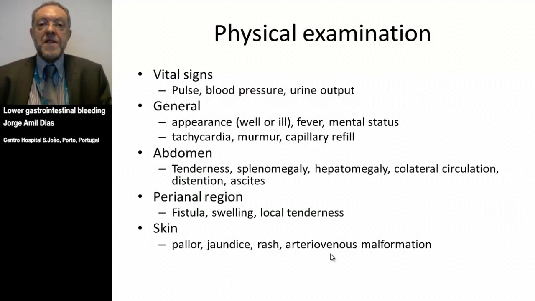Then we move to examine our patients, and there are some general signs that we always need to address and to evaluate in order to assess how severe the bleeding may have been. The vital signs like the pulse, the blood pressure, the urine output give us a hint whether the patient has been severely depleted of blood volume, and therefore this might suggest a major loss of blood and a major bleeding.